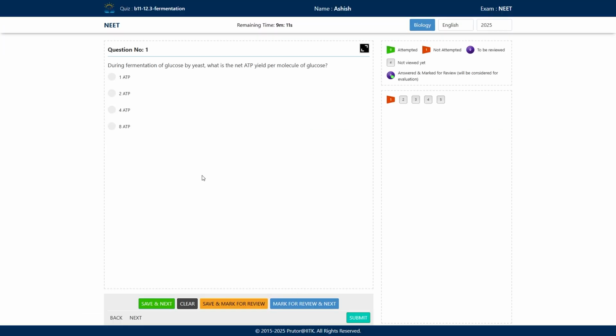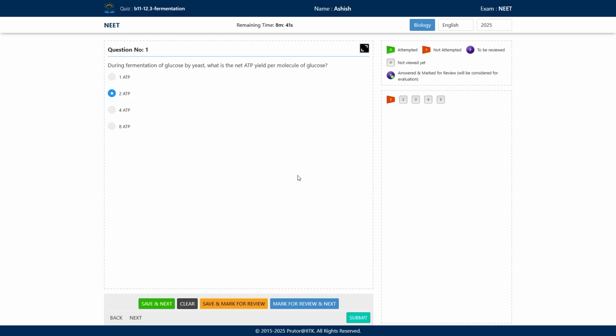So students, now let us solve daily practice questions related to this topic. Let's look at the first question. During fermentation of glucose by yeast, what is the net ATP yield per molecule of glucose? Let's look at the options. 1 ATP, 2 ATP, 4 ATP or 8 ATP. So let's look at the answer. So the answer is 2 ATP molecules.